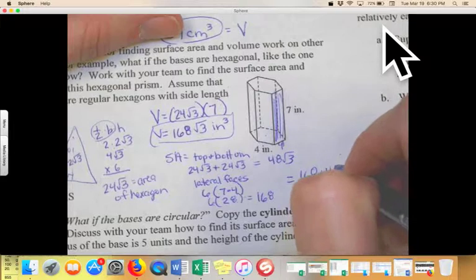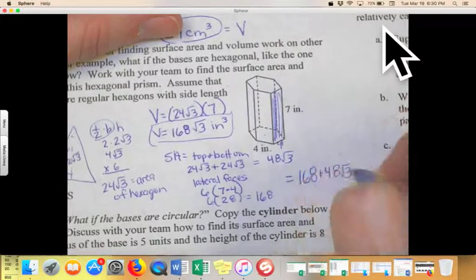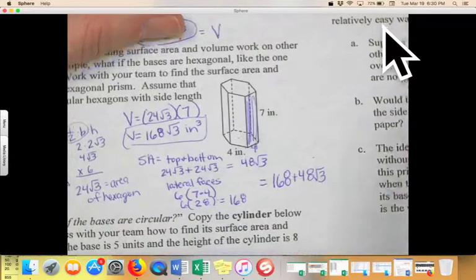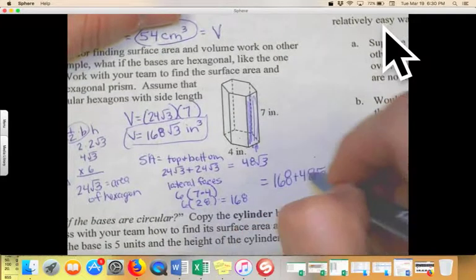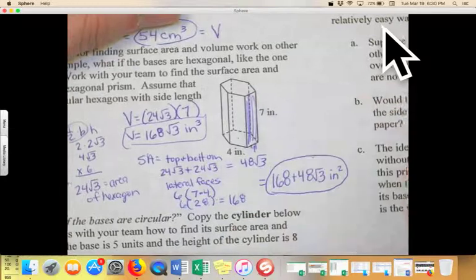168 plus 48 root 3 is your exact surface area. And that is in square inches because we are working with area here.